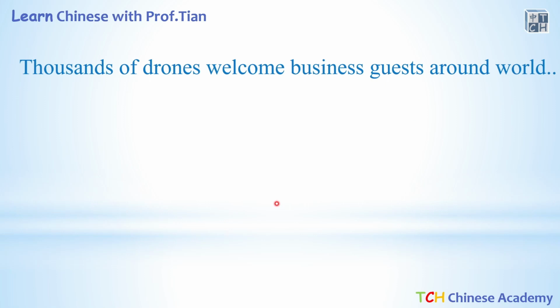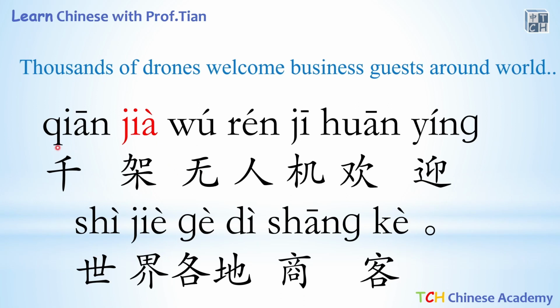Thousands of drones welcome business guests around the world for this fair. And the Chinese is 千架无人机欢迎世界各地商客. This 千 means thousands, so we can say thousands of. Pay attention to this 架. 架 is the measure word for aeroplanes, for drones. In English, you don't have this measure word, but in Chinese, we have different measure words for different nouns. So the measure word for drones here is 架. So 千架无人机. And 欢迎, that's welcome.